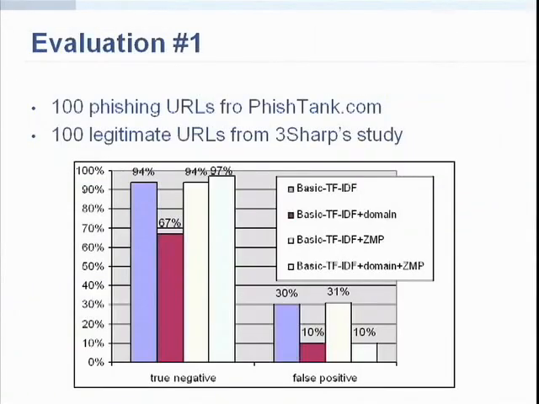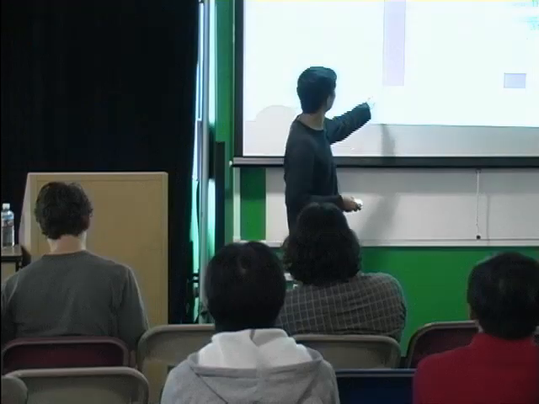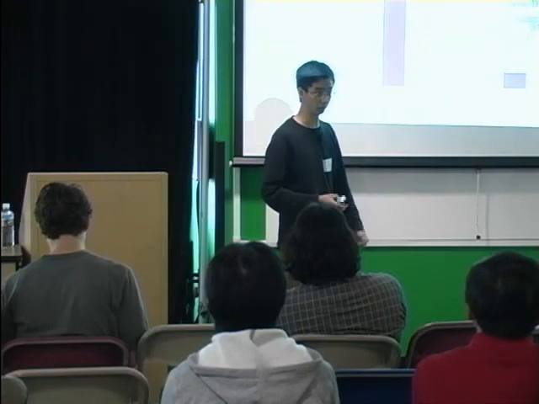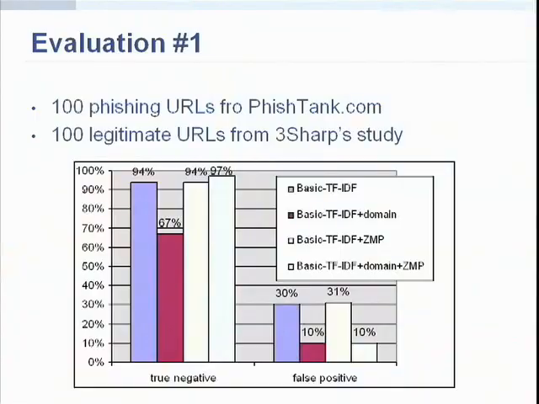Okay, so for our first evaluation, we had 100 phishing URLs from fishtank.com and 100 legitimate URLs from 3Sharp's study. And we tried a few variations of this TF-IDF algorithm. The first one, this one right here, is called basic TF-IDF. It's just using the algorithm I described. The true negative rate in terms of identifying phishing websites is 94%, which is pretty good. Unfortunately, the false positive rate is about 30%, so that's not too good.